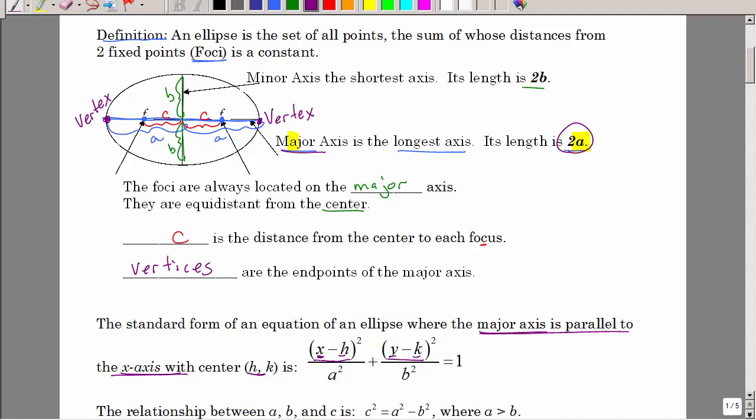And then how does that c get involved? Where does that focus come in? There's a relationship between a, b, and c, where c squared is a squared minus b squared. And of course when you subtract, you always want to subtract so that you have a positive difference. We don't want to go into imaginary world.